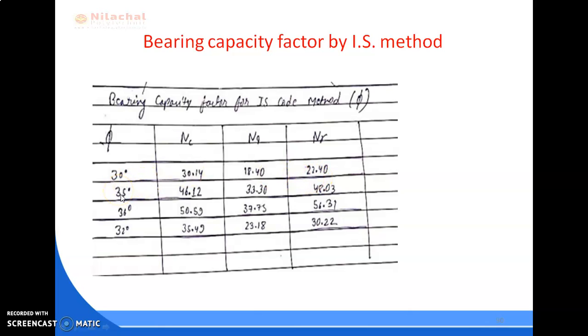Whenever phi is 35 degree, it is 46.12, this is 33.30, this is 48.03. When phi equal to 36 degree, it is 50.59, 37.75, this is 56.31. When phi equal to 32 degree, Nc equal to 35.49, Nq 23.18, N gamma equal to 30.22. So these are some values you have to remember.